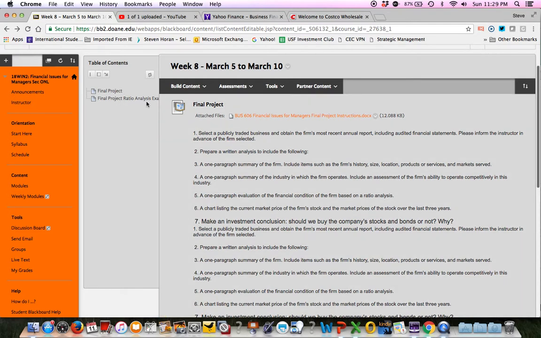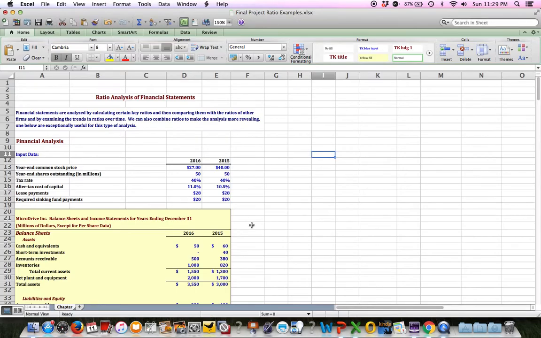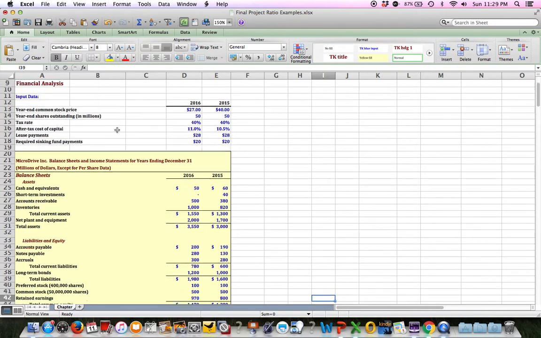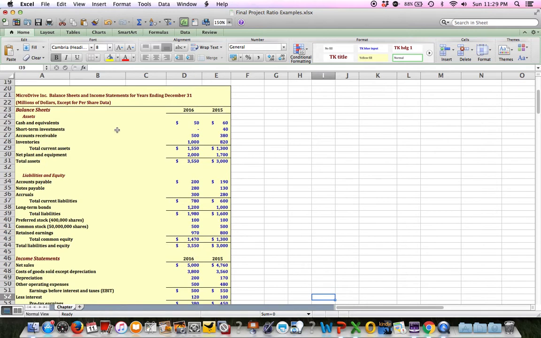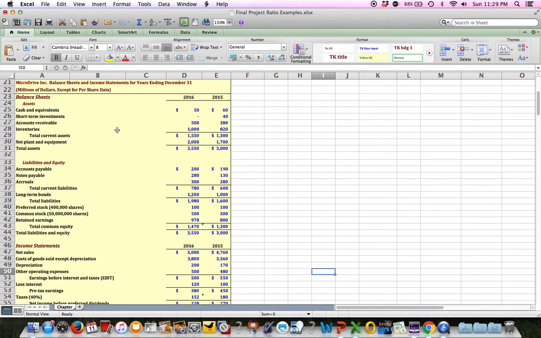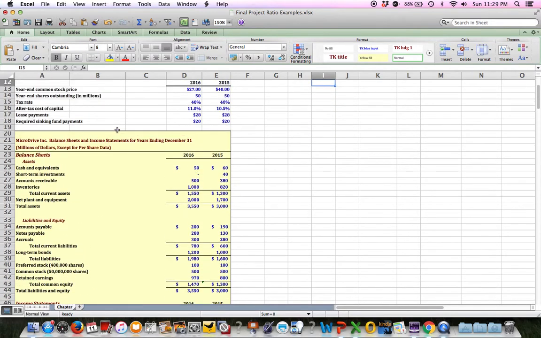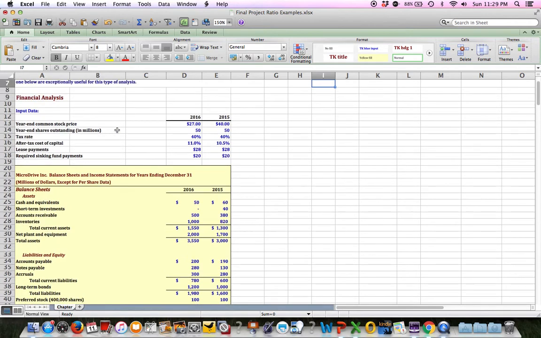It's this one right here, the final project Excel file. There it is right there. I've already got it open. And this just shows you how to do a ratio analysis. And ratios are a way to analyze numbers in a financial statement and determine if they're good or bad. And this just gives you an example of a company called MicroDrive, just simply a made-up company. And it shows here some financial statements for MicroDrive. There's a balance sheet, assets, liabilities, and equity, then also an income statement. And then up above, it had a little bit of data, and it showed us just some more, just kind of overall information about the company, stock price, shares outstanding, tax rate, and so on.